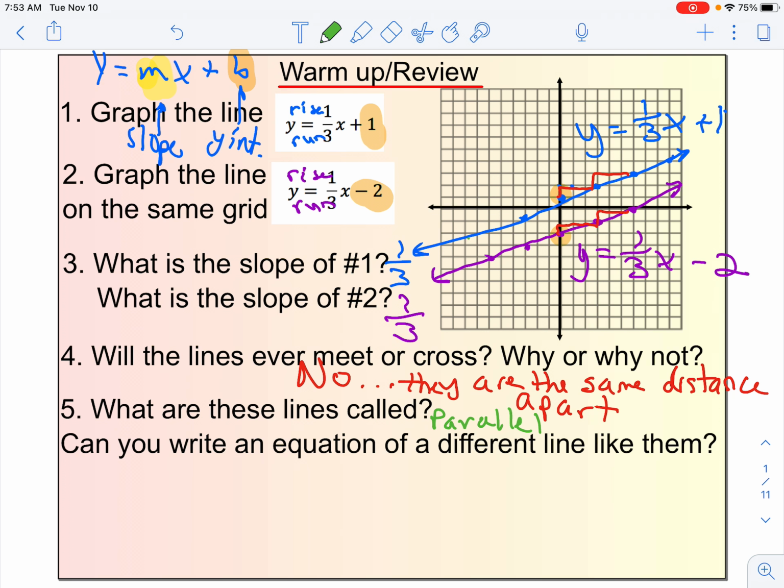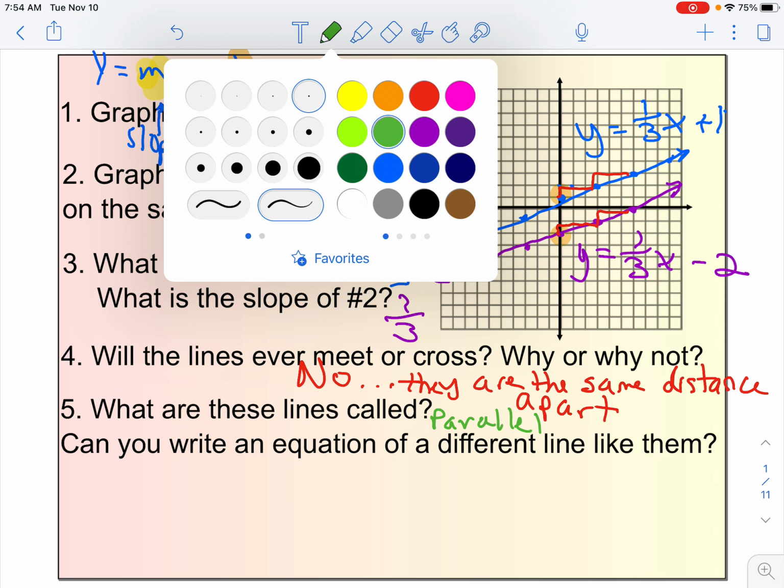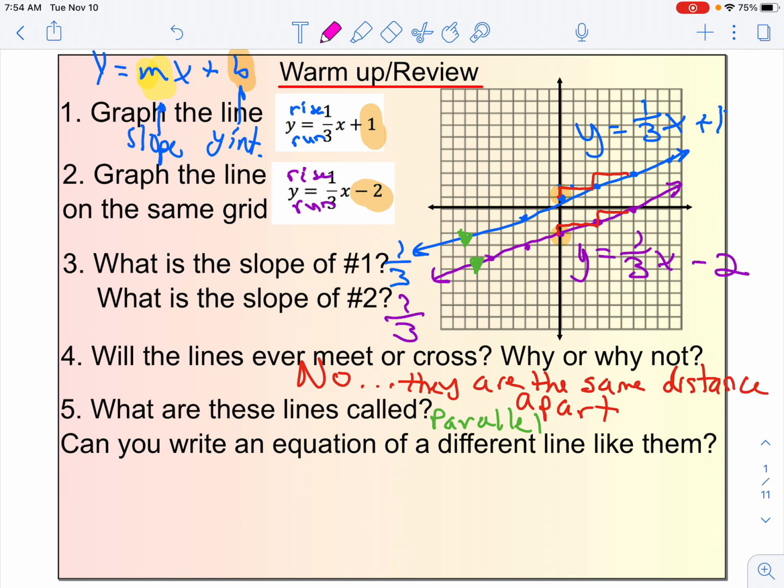The symbol, which you'll learn in geometry, is to have little arrows on your lines. That signifies that those lines are parallel. So can you write a different equation of a different line that's like them? Well, all you need to do to write an equation of a line that's parallel to them is have the same slope and just a different starting point for the y-intercept.